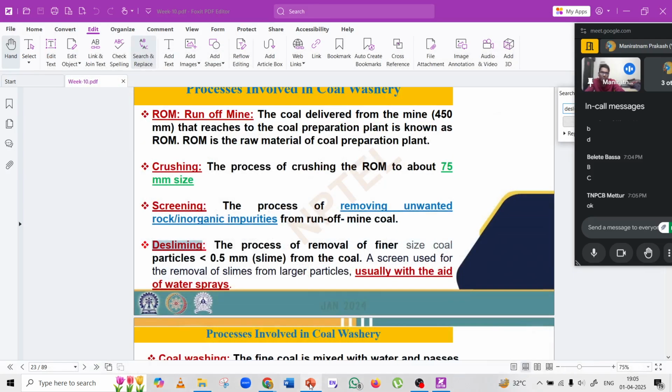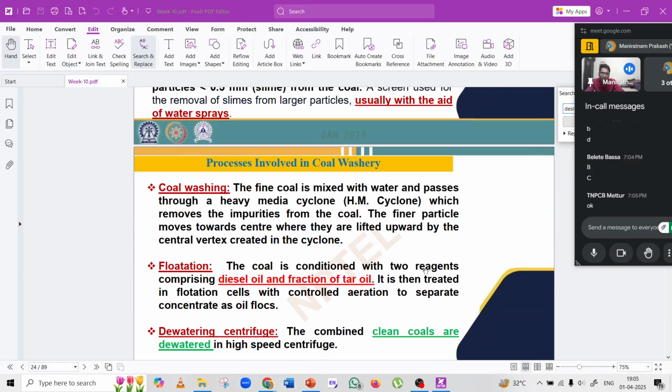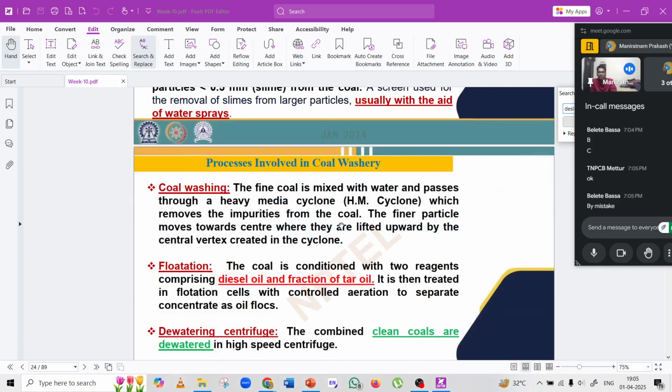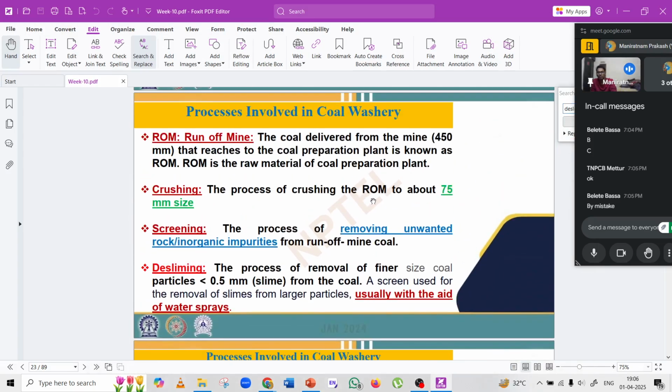A, screening. Screening is generally used to remove unwanted rock, big particles. We have seen this thing. Then another process is flotation. Flotation is conditioning with two reagents, diesel oil and a frother, and it is treated in a flotation cell with controlled aeration to separate the concentrate as oil flocs. So again, depending upon the density, the two things are separated. Okay, no problem. Crushing, again, is a different thing. It is the process of crushing the raw material, run of mine, to about 75. So this is another thing.